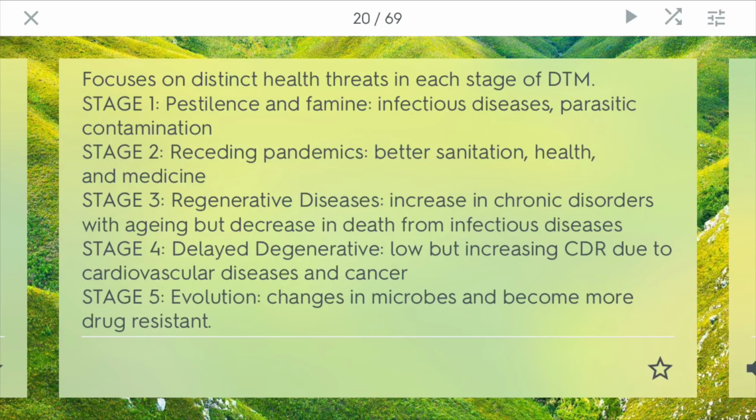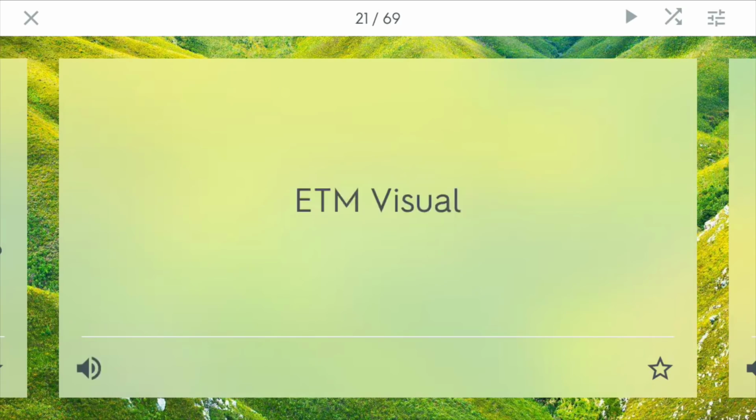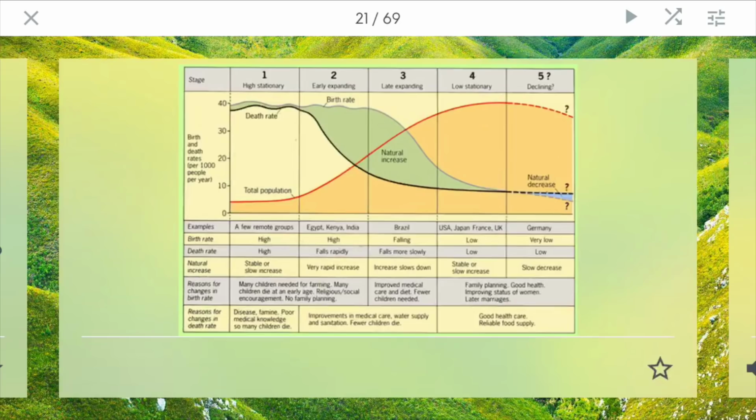In stage 5, evolution, changes in microbes that become more drug resistant. So we even see this a little bit today, where antibiotic resistant bacteria are starting to come into our global health system. And here's a visual to sort of analyze some different countries who have gone through these medical stages in their transition.